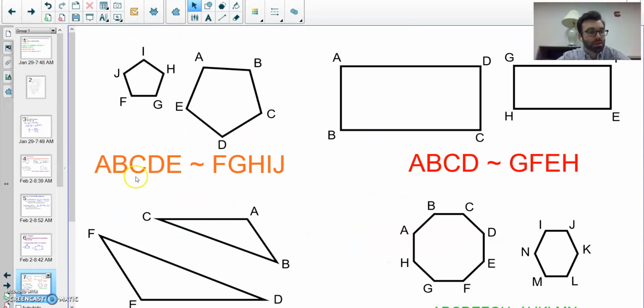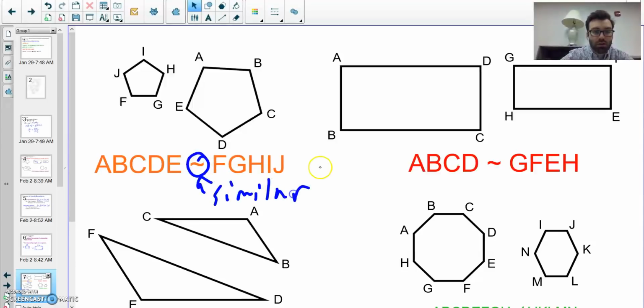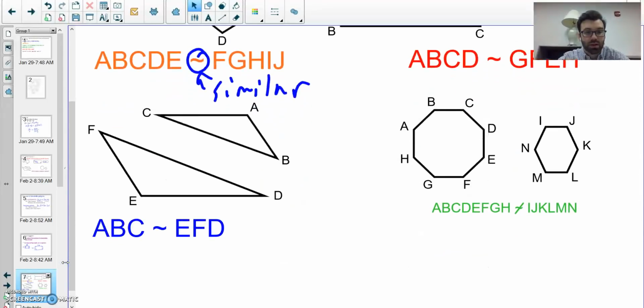Here it says A, B, C, D, E. This symbol here means similar. It's like congruent except without the equal sign. That's how you know that it's similar. They're not congruent, they're not equal, they're just similar. Here A, B, C, D is similar to G, F, E, H. Same thing, our corresponding angles are congruent. A is going to be congruent to E, D is going to be congruent to C, and B would be congruent to F.